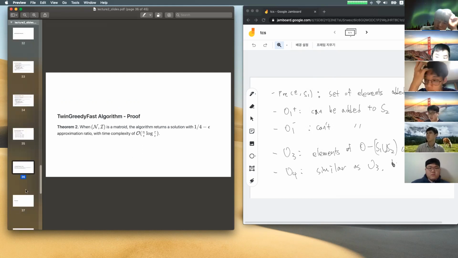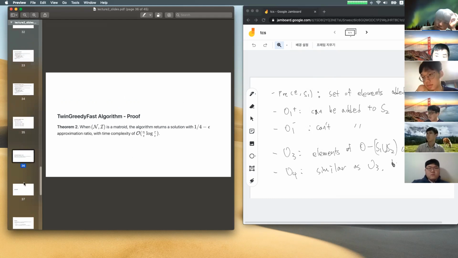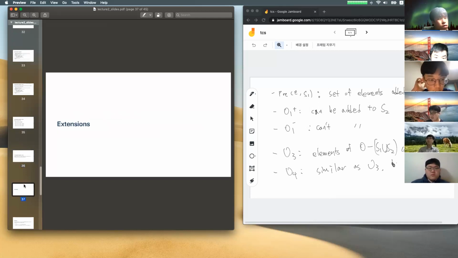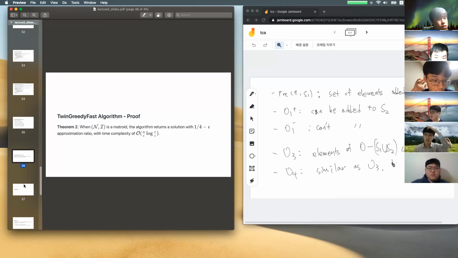I thought proving the algorithm is very time consuming, with a lot of computation, but the modeling of real-world problems where this algorithm can be used is kind of interesting. So we will see some extensions of these algorithms, and then we will see some real world problem modeling.